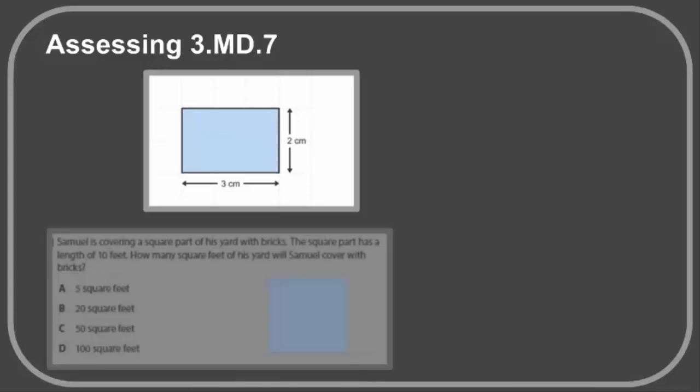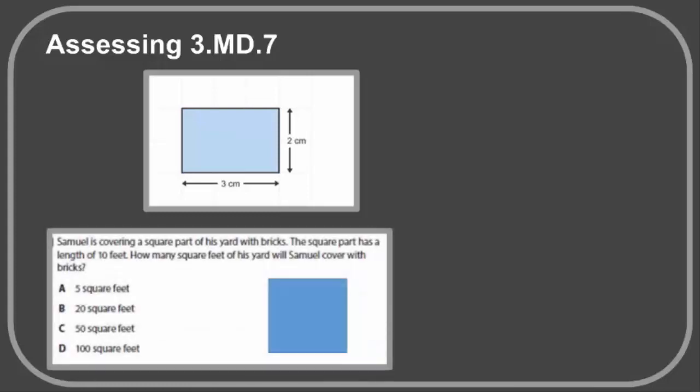Assessment items for 3MD7 can be quite diverse. Students could be asked to find the area of a figure with a known length and width, or they could be given a more rigorous problem which states this shape is a square with a length of 10 feet. Since a square has 4 equal side lengths, then the area would be 10 times 10 or 100 square feet.